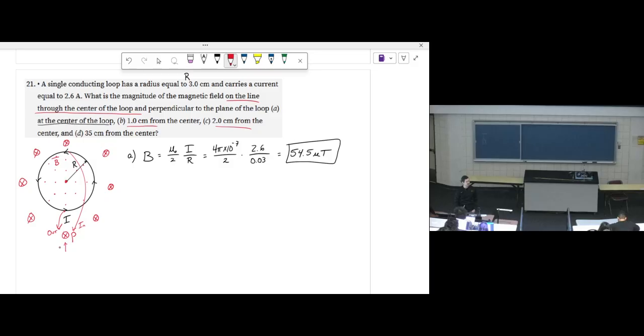How did I determine that the net result was out of the screen if I found that at one place, or from one part of the current loop, the magnetic field was into the screen, and from another part of the current loop, it was out of the screen?